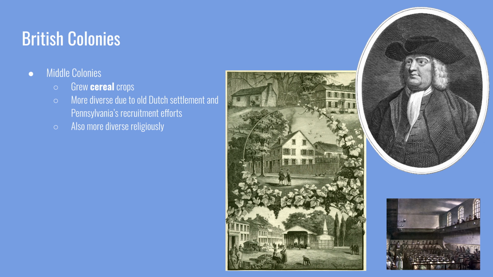They were more diverse due to the old Dutch settlements in New York and William Penn's recruitment for people to come to his new colony from all over Europe. He incentivized people by giving them healthy amounts of land, which attracted large numbers of Germans. The Pennsylvania Dutch are actually the Pennsylvania Deutsch, or Pennsylvanian Germans. Think Dwight Schrute if you're a fan of The Office.